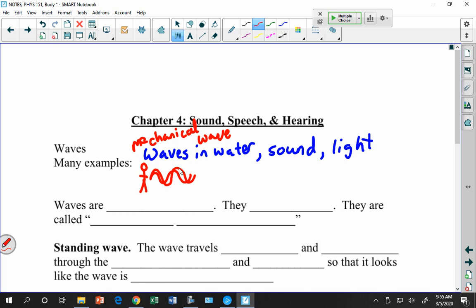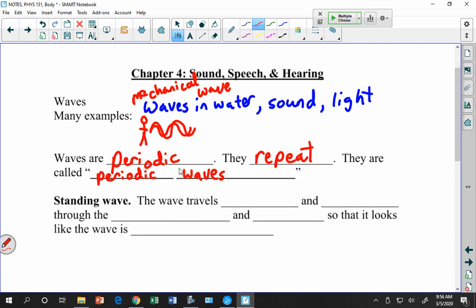Waves are periodic. That means they repeat. And they're called, so this is really clever, periodic waves. That's what periodic means, just that they repeat one period after another, and so a wave is called a periodic wave. In a standing wave, the wave travels back and forth through the medium, and then it repeats so that it looks like the wave is not moving.